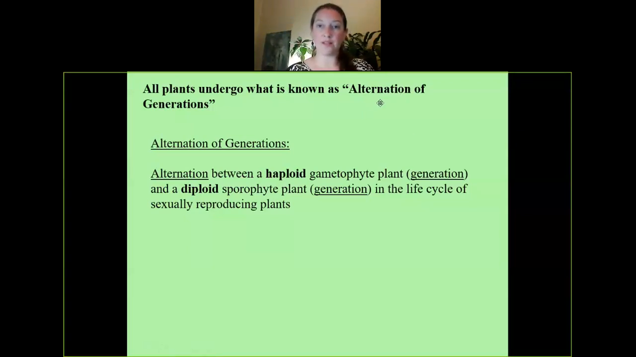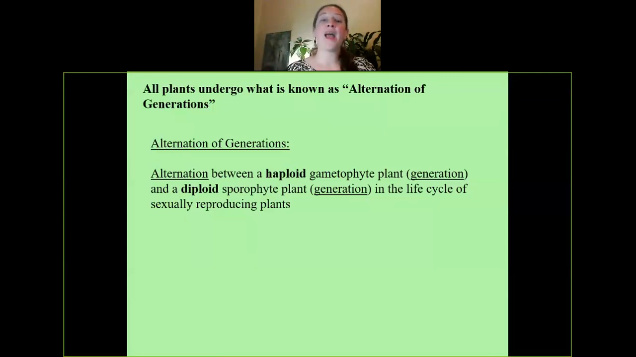Alternation of generations. Every single plant undergoes alternation of generations, all of them. Alternation of generations is an alternation between a haploid plant and a diploid plant for one life cycle. Haploid generation, diploid generation. One life cycle will have one of each.